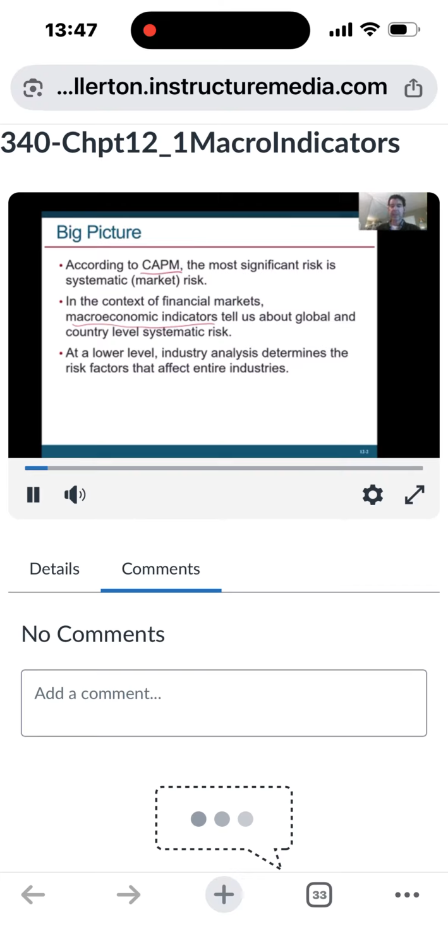At a lower level, industry analysis determines the risk factors that affect entire industries. In these slides, we're going to provide a high-level overview of both macroeconomic and industry analysis. In particular, this is not an economics course, we're finance and investments. So we're going to look at the indicators that would be most relevant to somebody who's thinking about investing.